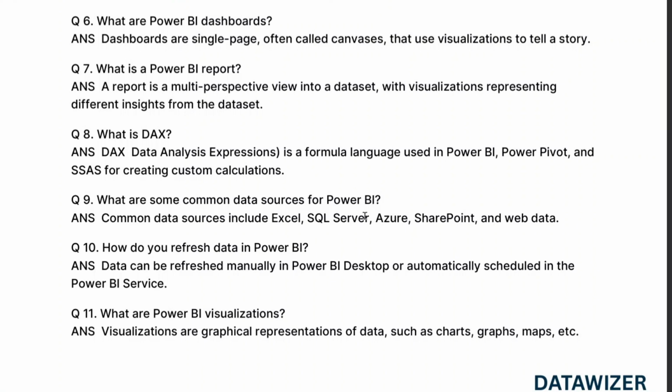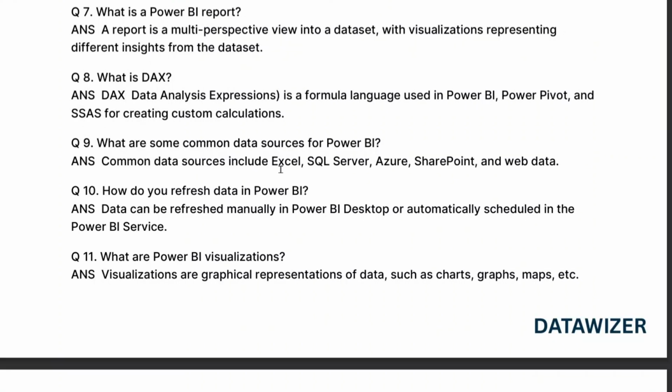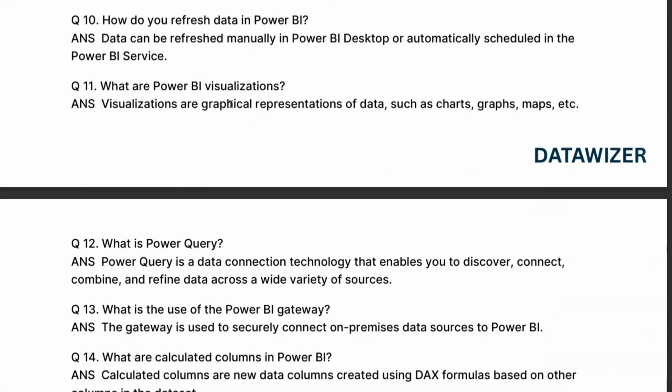What are some common data sources for Power BI? Power BI has a lot of data sources which you can connect to in order to get the data into Power BI desktop. Some common data sources include Excel, SQL Server, Azure, SharePoint, and web data. How do you refresh data in Power BI? Data can be refreshed manually in Power BI desktop or automatically scheduled in the Power BI service. What are Power BI visualizations? Visualizations are graphical representation of data such as charts, graphs, maps, etc.